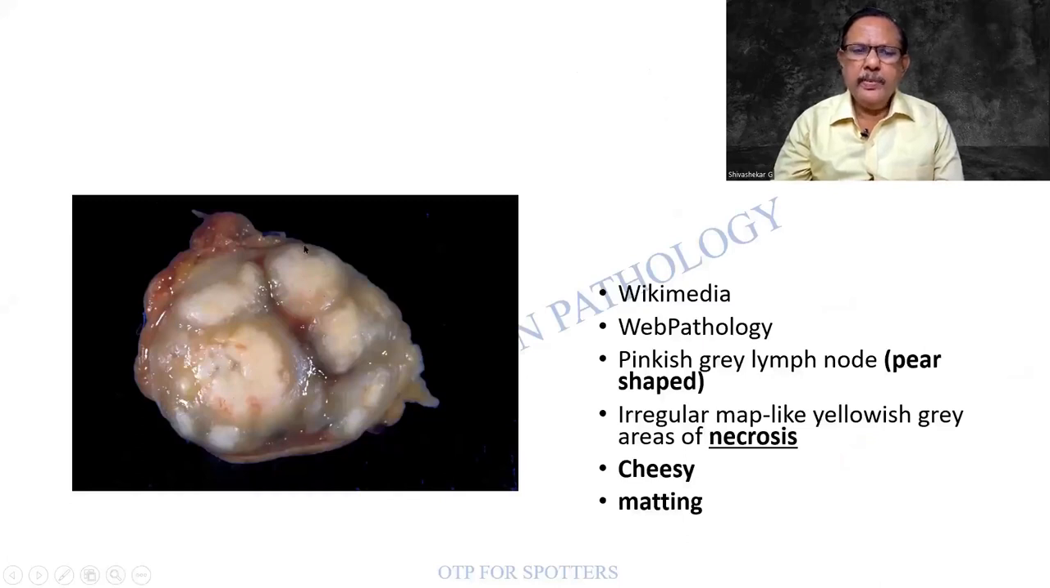I am seeing here a specimen which is roughly pear-shaped or circular, and two adjoining such specimens have been adhering together. We call it matting. So the normal tissue is somewhat pale, and I am finding pinkish yellow areas which are map-like. Yellowish gray or pinkish gray areas of necrosis which are cheesy in appearance.